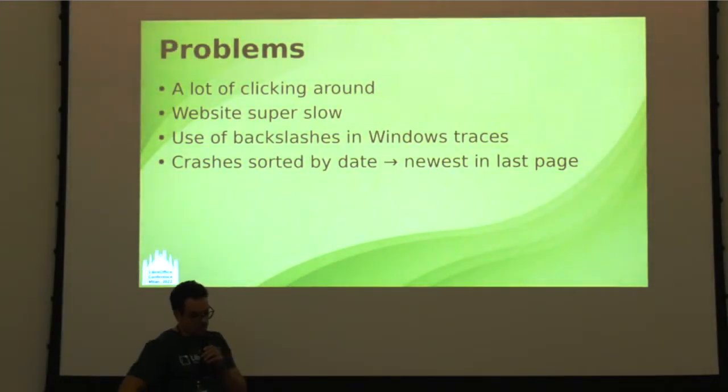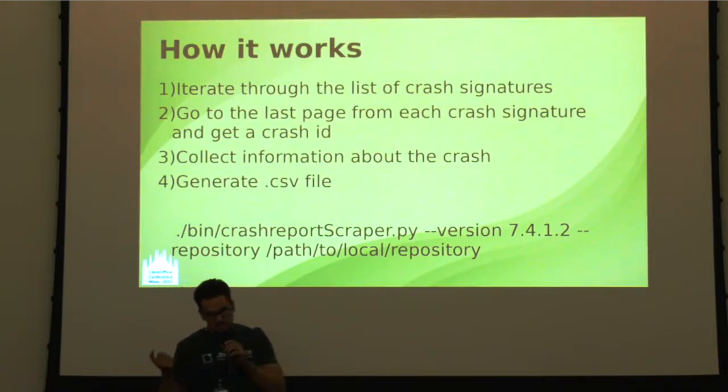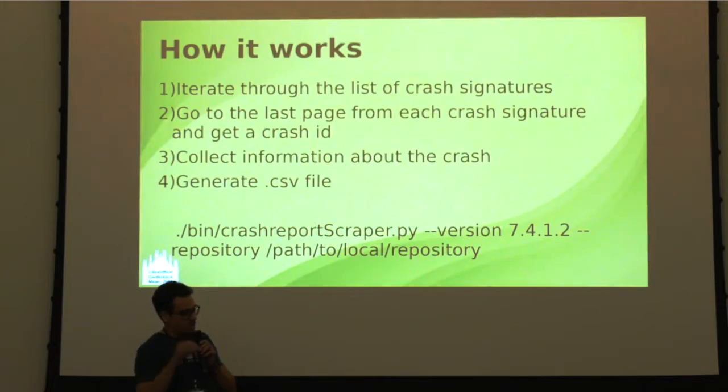So at some point, I decided, okay, maybe it's better if we have all the information about a specific version of LibreOffice in one place. So I decided to create a little script that basically scrapes all this information into a CSV file. What it does is it goes to the page of a specific version and gets all the signatures we have there. Then for each signature, we go to the last page, which normally has the most recent ones. From a recent crash report, we get the information we want to extract. And then finally, we just create a CSV file with all this information.